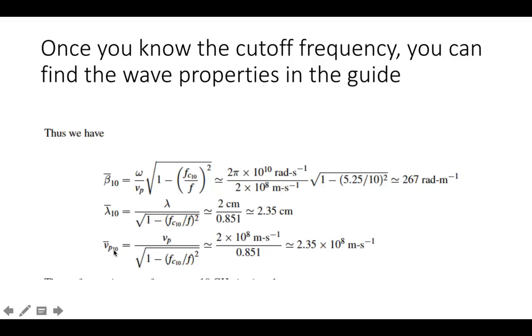And what we do is we just take our non-guide numbers, and in the case of beta, we multiply by this waveguide factor. In the case of lambda and the phase velocity, we divide by the waveguide factor. So you can see then that we get these parameters of the wave in the guide. And notice this is only for the TE10 mode, so we're using those formulas for TE10 and those numbers for TE10.